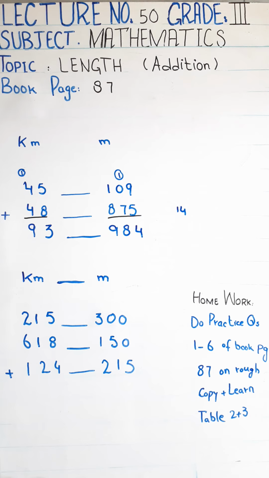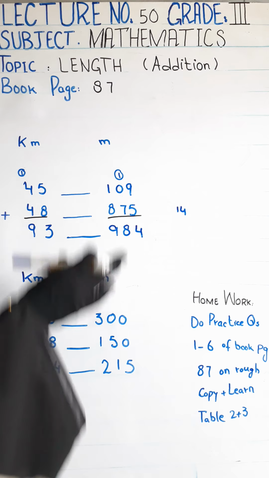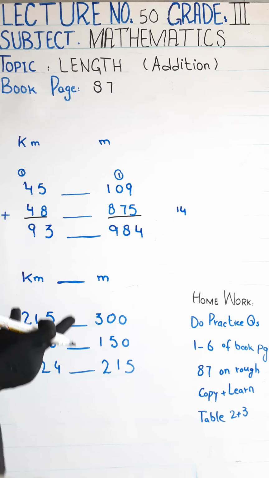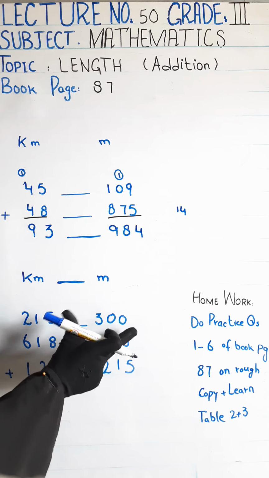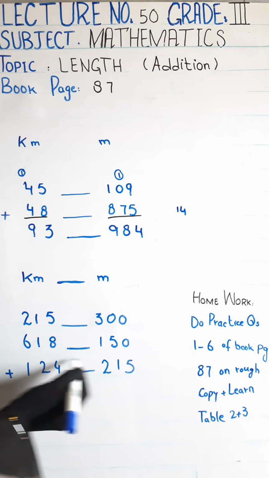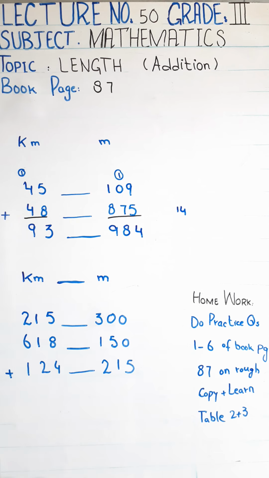And again, student, if the question is given vertically, you can easily sort it. But when the question is given horizontally and you arrange the numbers, you mix them up. Look at the question, how many kilometers and how many meters are given. Write kilometer and meter face to face. Then you add the numbers.